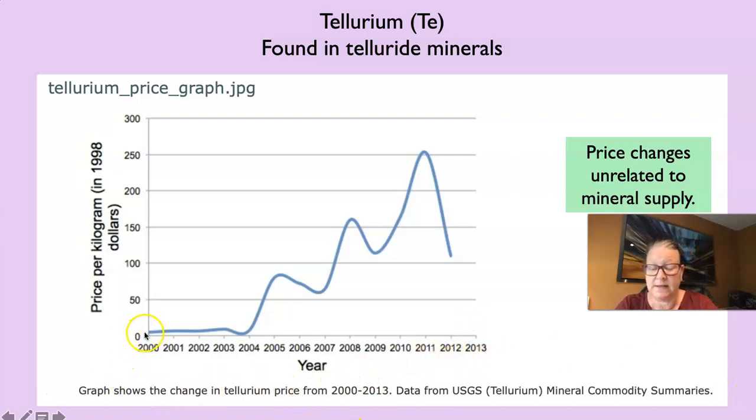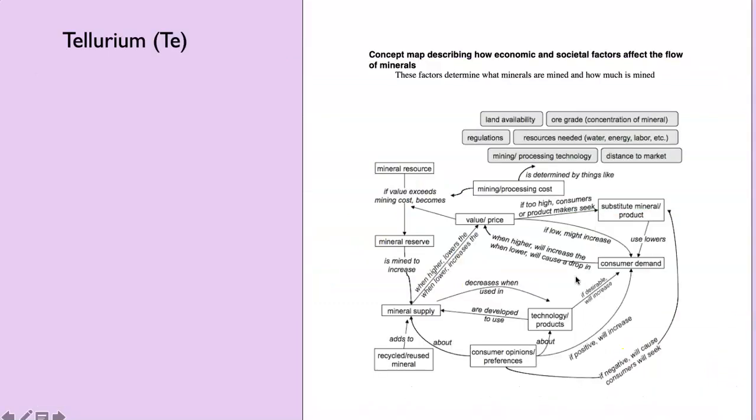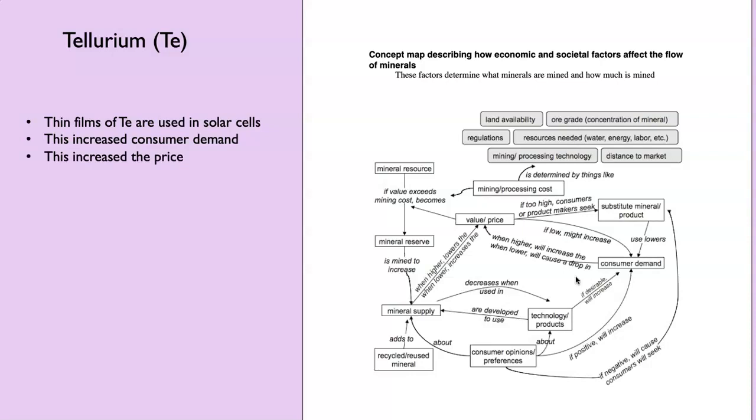And what you can see is that tellurium had a pretty constant and low cost till about 2003, 2004, and then the price kind of skyrocketed, had a couple bumps, and then finally it fell low again. So what was going on? I'm going to use this concept map to illustrate. So it turned out that thin films of tellurium were very useful for solar cells. And so solar cells became very popular in the early part of the 21st century. And so the demand for tellurium increased. As a result, the price of tellurium increased.